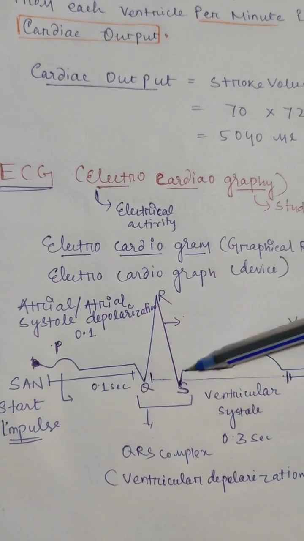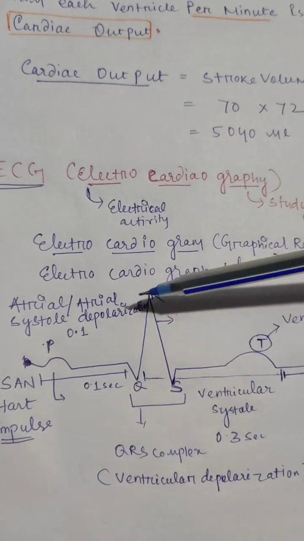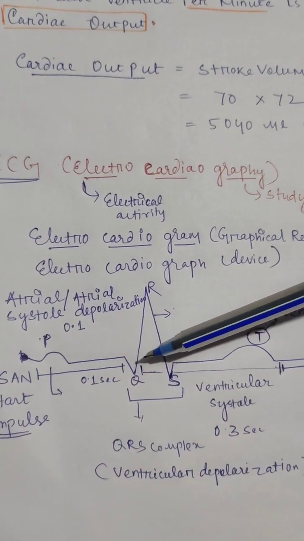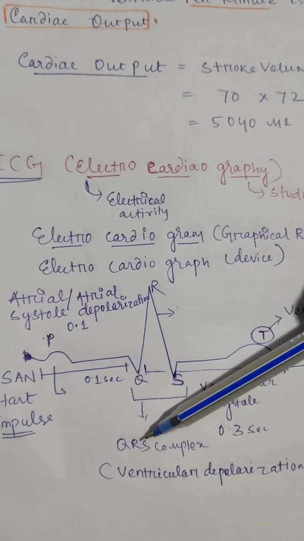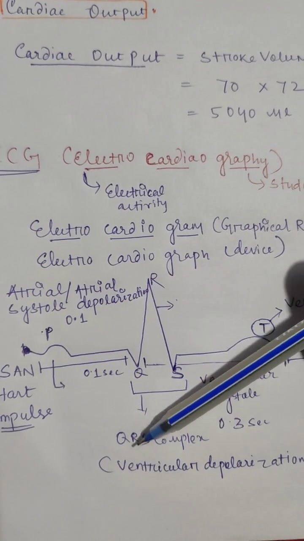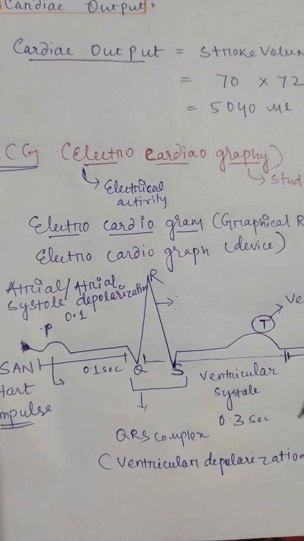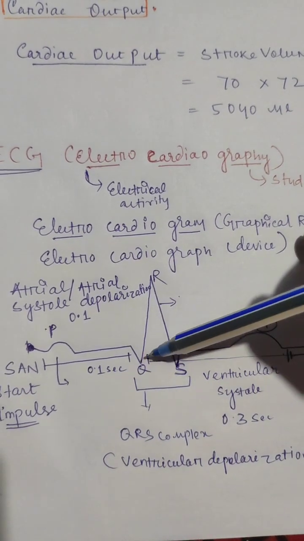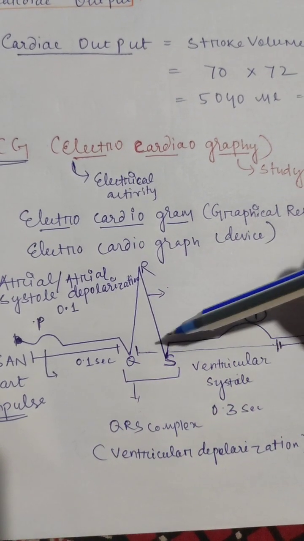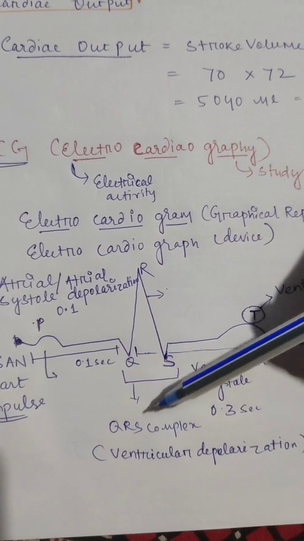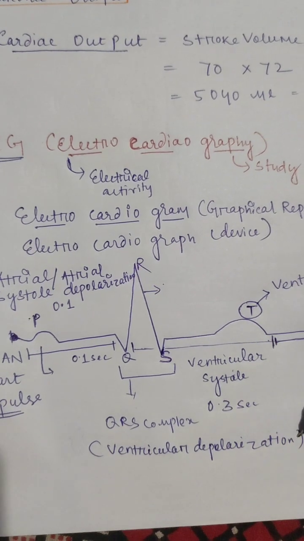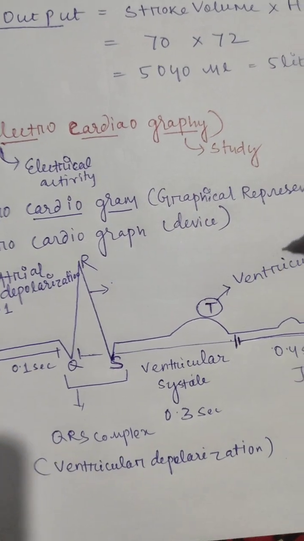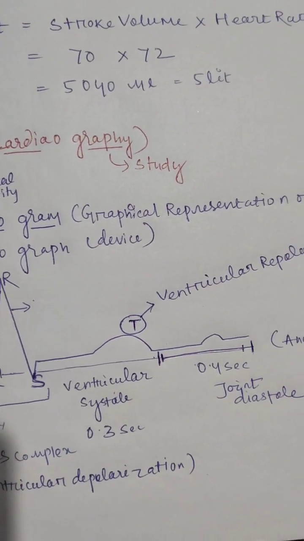QRS, they form a complex. This is called QRS. The impulse passes from the SA node towards the AV node, and here the QRS complex forms ventricular depolarization. The QRS to T wave is for 0.3 second. The QRS complex explains ventricular depolarization or ventricular contraction, and here the T wave represents ventricular repolarization.